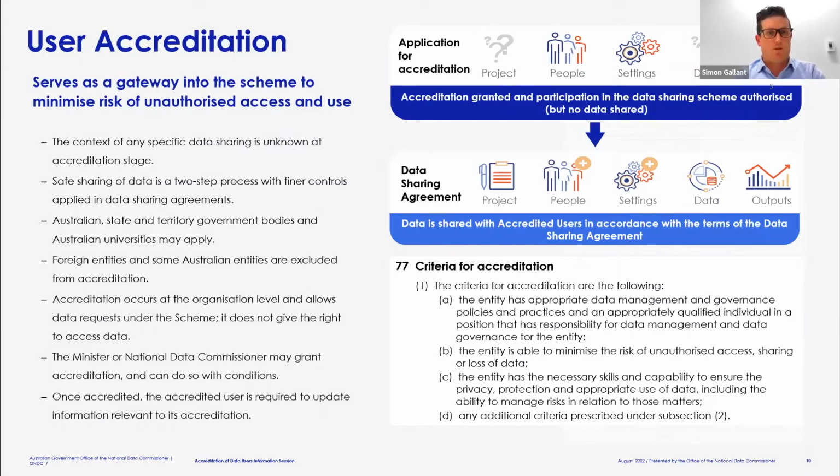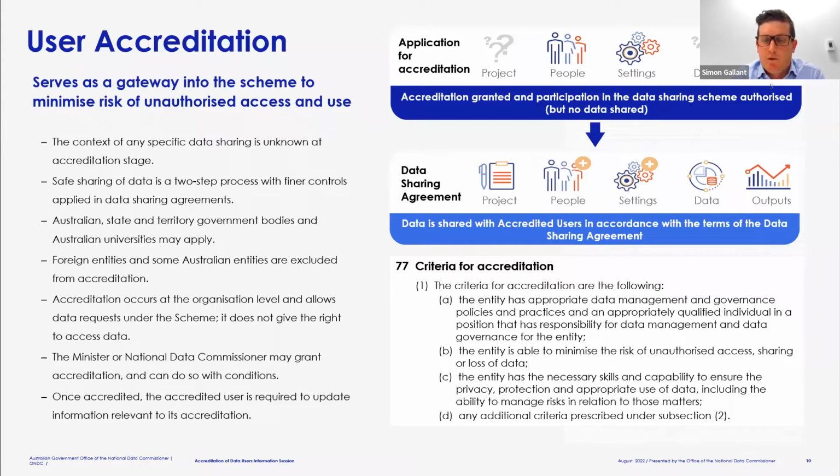So, conscious of time, I'm going to talk quickly through user accreditation, because this is something that if you want to participate in the scheme, your organisation must be accredited. I think I've covered off pretty much everything on the left-hand side there now already. But the key takeaway here is that becoming accredited is sort of your driver's license, but it is not a car. So when you're granted accreditation, you can participate in the scheme, but that doesn't guarantee any data being shared with you. The data can only be shared with an accredited user in accordance with a data sharing agreement following a request to a custodian.